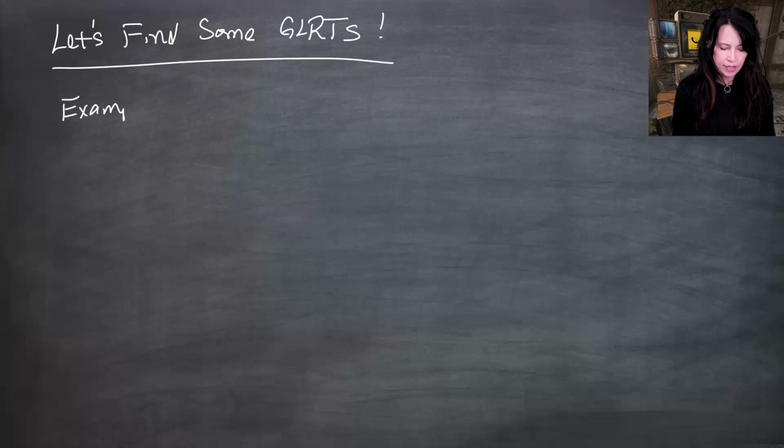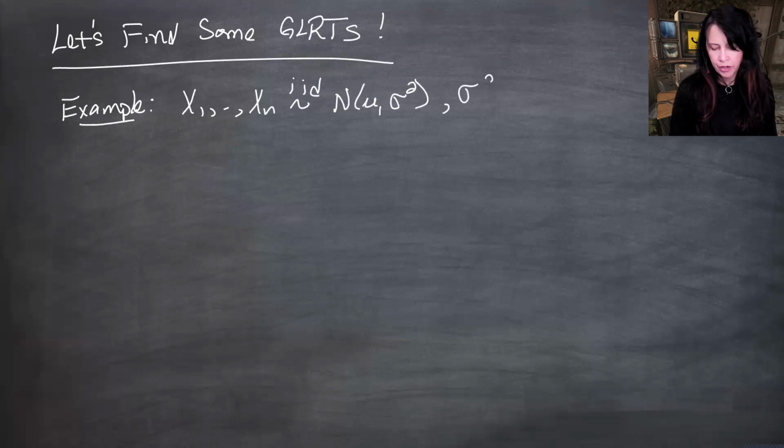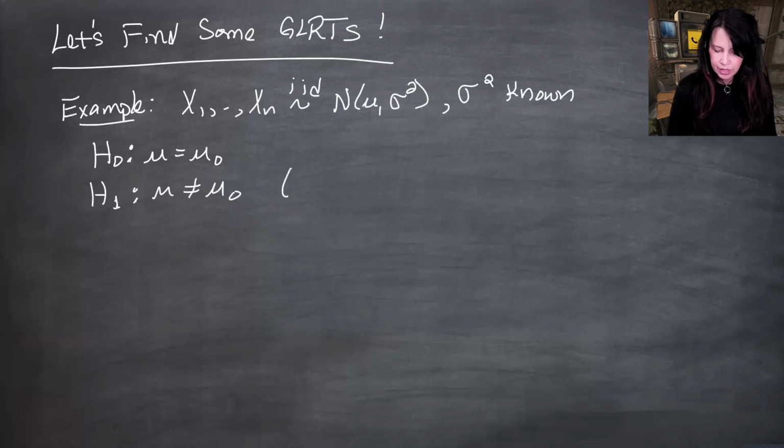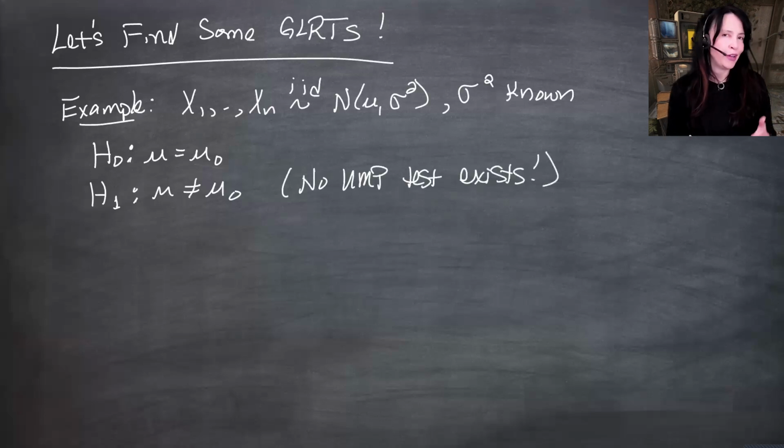For my first example, I'm going to stick with the normal distribution, x1 through xn, IID normal mu, sigma squared, with sigma squared known. And I want to do the first example we talked about in our GLRs today, that mu is mu naught versus the alternative that mu does not equal mu naught. In this case, we saw that no UMP test exists. So given what we know in this course right now, our alternatives are to try to do a common sense test or to GLRT. And since we're in the GLRT section, let's GLRT.